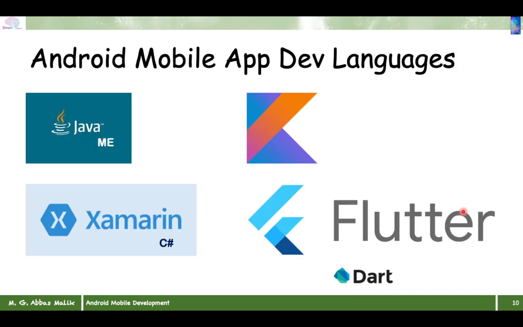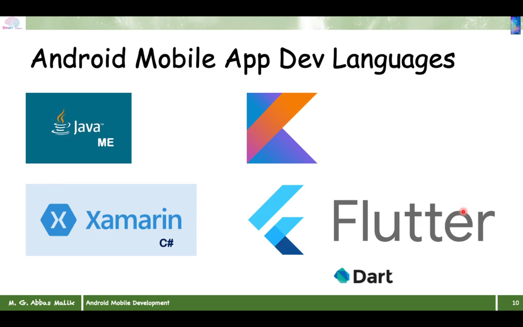Now we will talk about the mobile app development languages. We have multiple languages. The first one, if we talk about Android, is the Java Micro Edition. It's not the standard Java, but a micro edition. But with the passage of time, it is becoming more and more standard Java. So Java is a language where we can develop the applications. Then we have Kotlin, which was also introduced by Google, and it is supported by Android Studio, which we are going to use in this course.